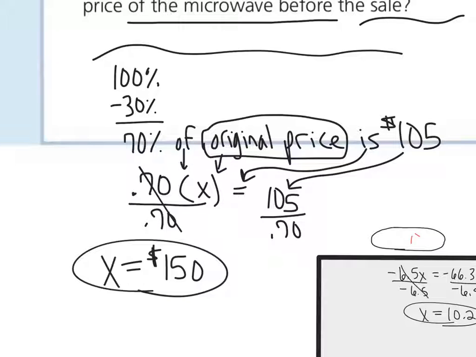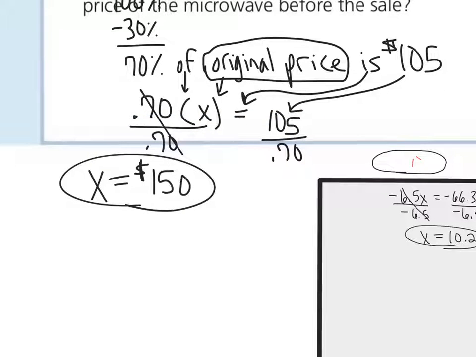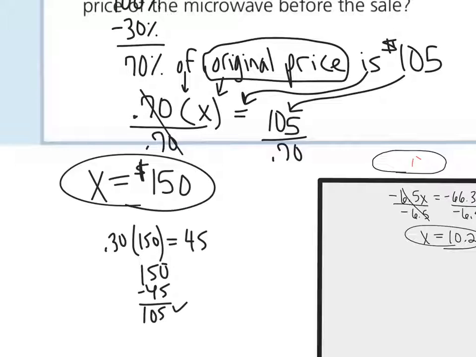Okay, and then what we can do at that point is just test it like maybe you would have normally done. It's 30% off, so you could figure out, 30% of 150 is going to be $45, and then you could say, okay, 150 minus 45, and that gives me $105. So looks like we did that correctly.